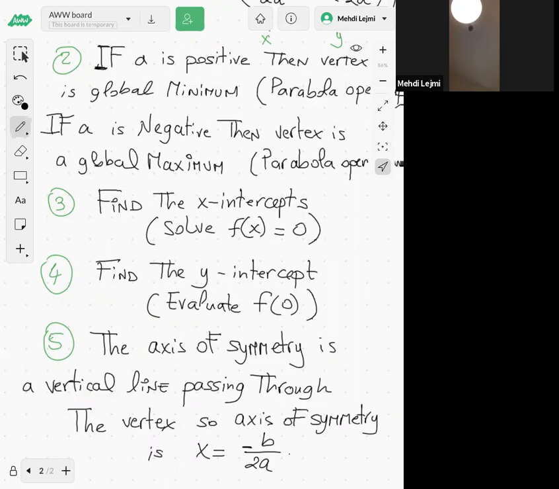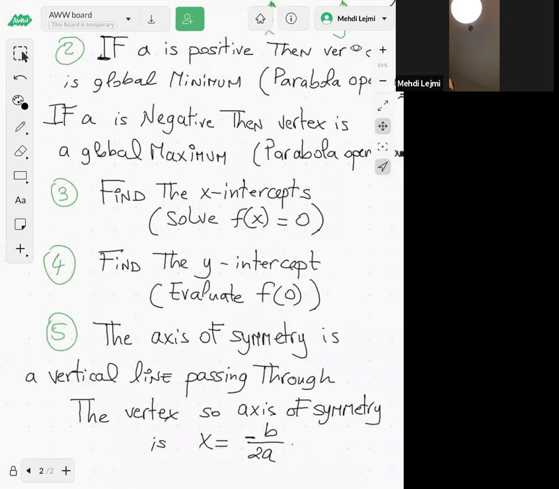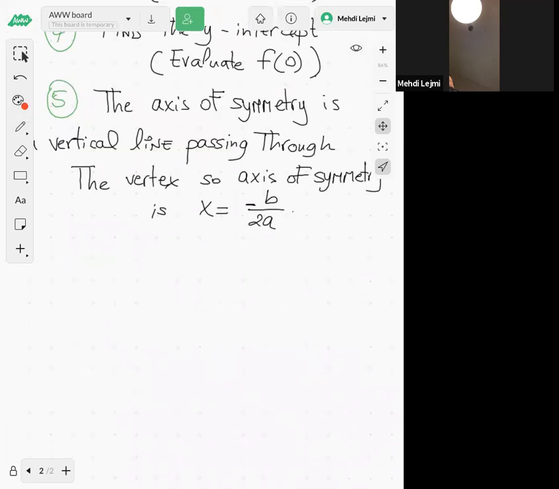Okay, and then of course you have to use all this information to graph your parabola or your quadratic function, right? So let me do an example. I'm gonna try to follow these steps and show you how to use all this information to graph my quadratic function, right? So here's an example. Let's say my quadratic function is f of x equals x squared minus 2x plus 1.